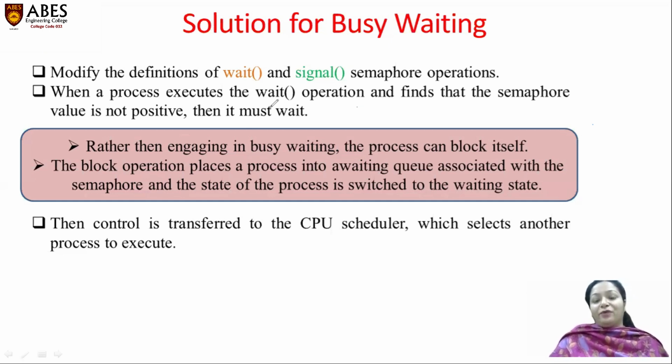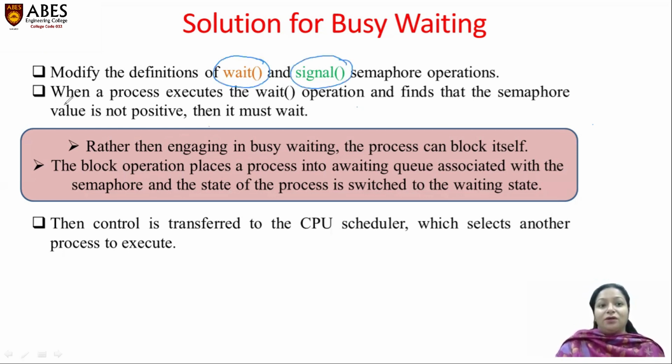Now, we can provide a solution to this busy waiting problem that comes with semaphores. We can modify the definition of the wait operation and the signal operation a little, right? So when a process executes the wait operation and finds that the semaphore value is not positive, then it must wait in the while condition, right?